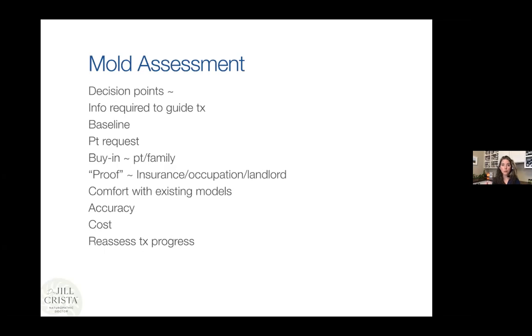Sometimes you're looking for proof to show a landlord or the building owner where you work. This is a little harder because there are really well-paid lawyers trying to discredit mold as a real thing, especially mycotoxin illness. They're trying to say, oh no, they're eating it. Sometimes you're comfortable with an existing model, like blood antibody testing, and so you want to use that kind of testing. Maybe you have a certain test that you think is more accurate. Maybe you're dealing with cost issues, no Medicare coverage, that kind of thing. And maybe you want to reassess treatment progress. So these are all the thought processes of which way to test, whether to test, and when.